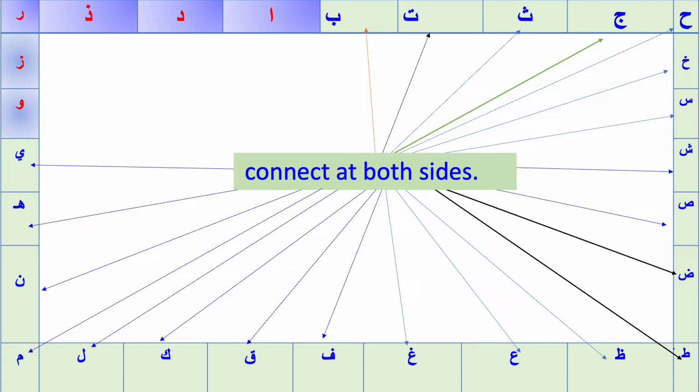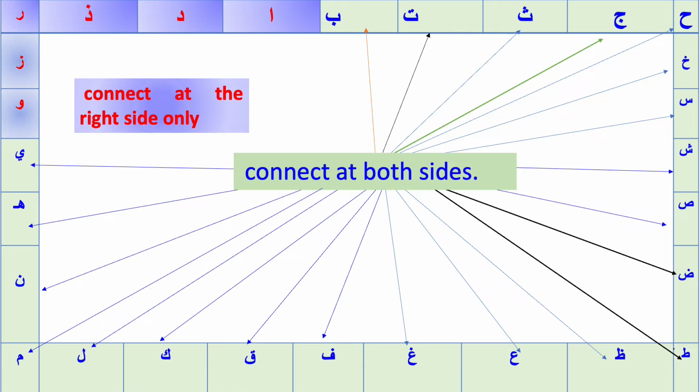This is one group. The second group is the one that can only connect with the letter to their right hand side, where we have alif, dal, dhal, ra, zay, waw. So we'll keep this slide all along the lesson so that we can always refer to these letters. Whenever we need any of those letters, we can easily remind ourselves that this is a letter that can connect to the right and left, and this is a letter that can only connect to the right hand side.